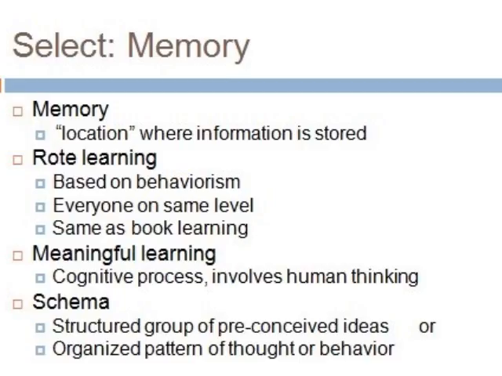The second topic I'm going to talk about is memory. The four terms I chose were memory, rote learning, meaningful learning, and schema. Memory is the location where information is stored. Rote learning is based on behaviorism, where everyone is on the same level and is also considered the same as book learning. Meaningful learning is a cognitive process that involves human thinking. Schema is a structured group of preconceived ideas, or an organized pattern of thought or behavior.